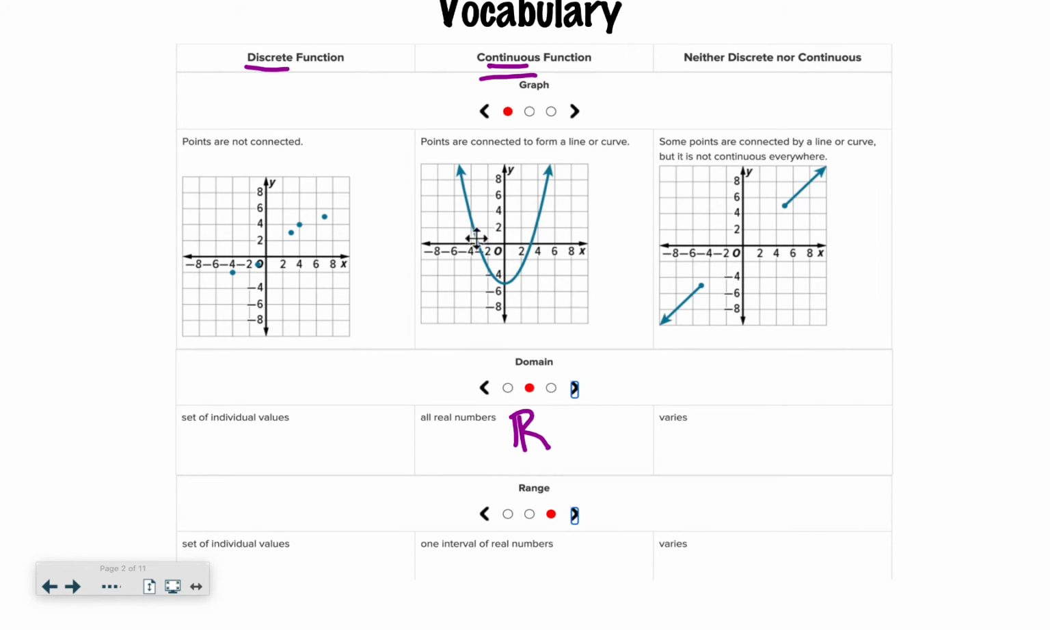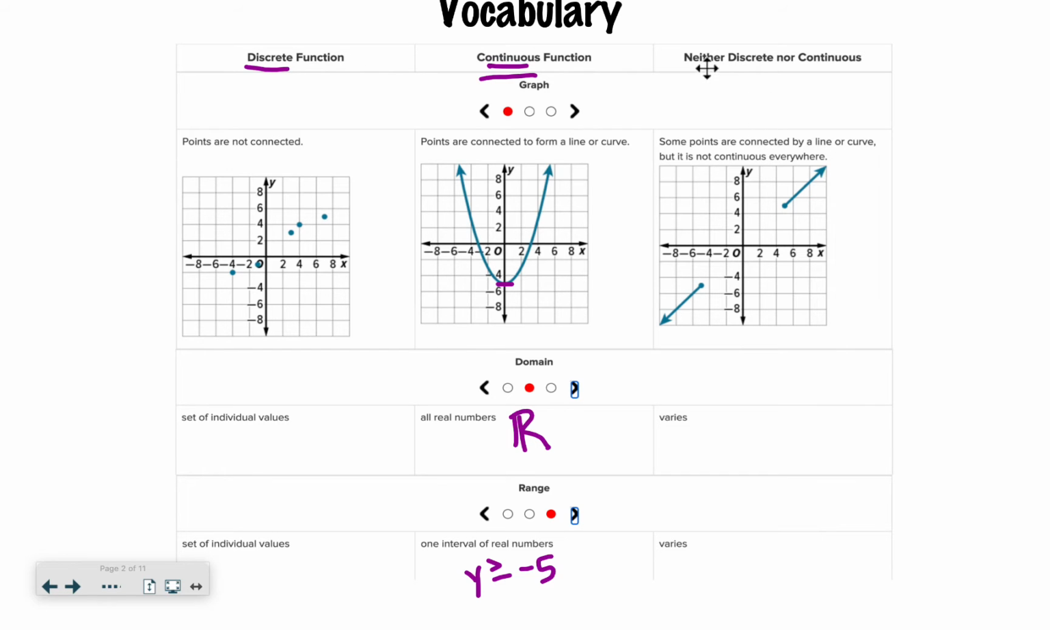And then the range, so the y values, would be one interval of real numbers. For this graph, it looks like it goes down to -5. So this range would be y is greater than or equal to -5, because it's everything above that -5. That's what it means by an interval of real numbers.